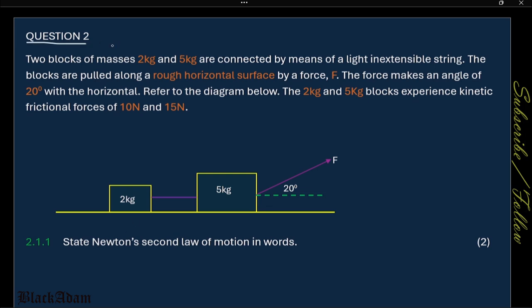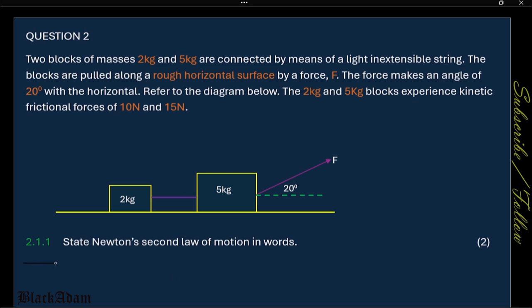Hello, this is Adam. I'm going to do mechanics of a 2 kg block and then a 5 kg block connected by an inextensible string on a rough horizontal surface that has friction on it. Then we have force F at an angle of 20 degrees.